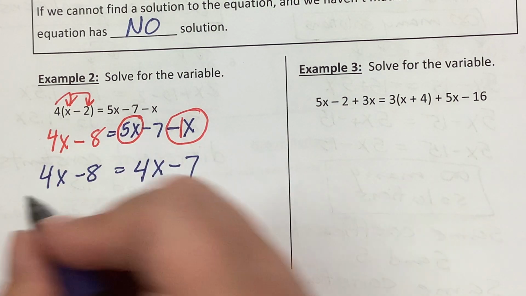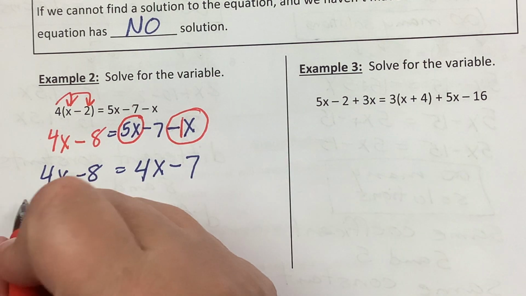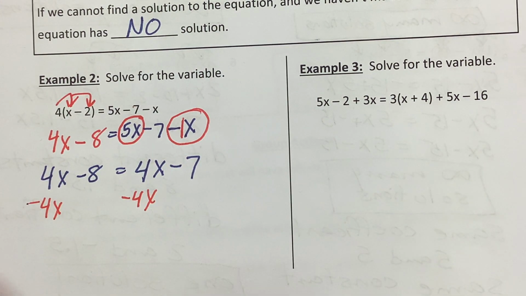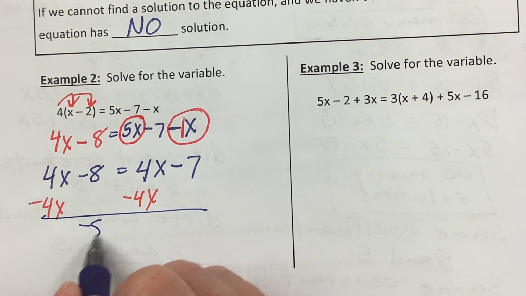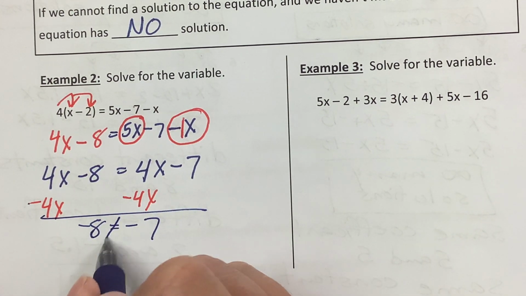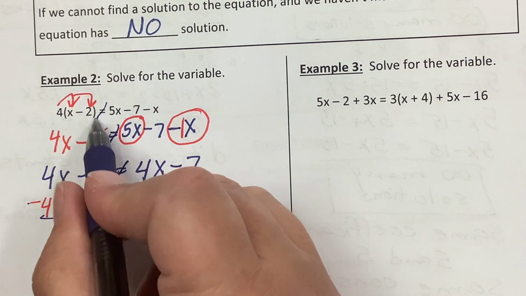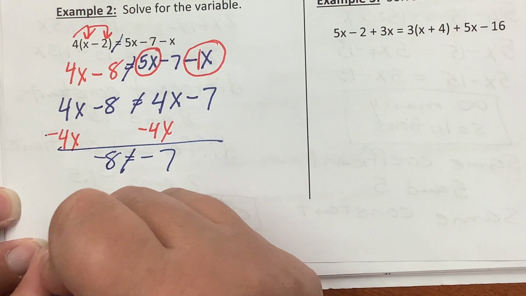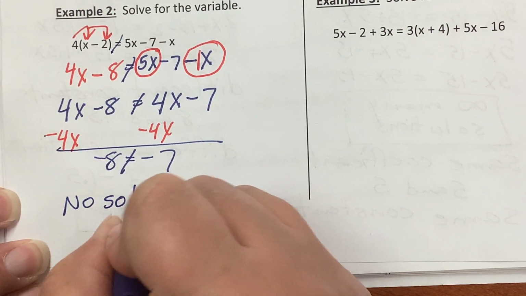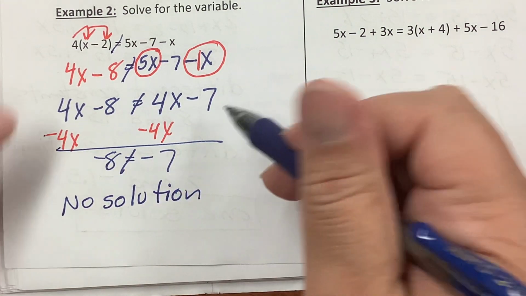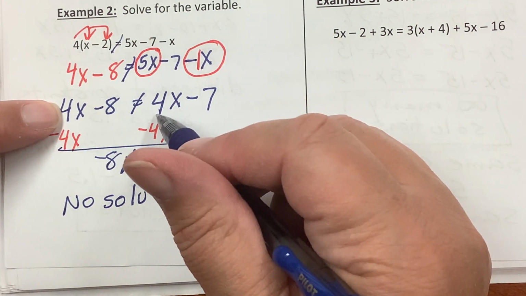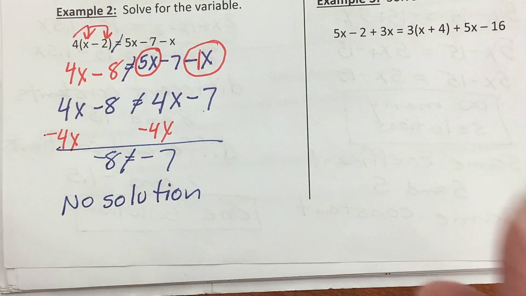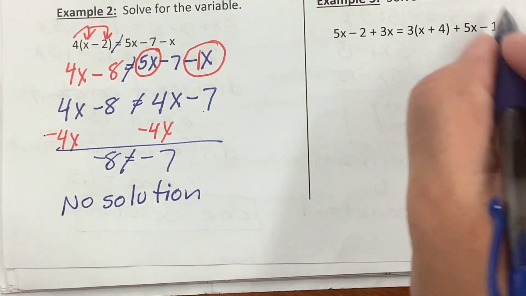So if I continued it and did minus 4x from both sides, you would see negative 8 equals negative 7, and know that it's not equal. No x is going to work here. So, no solution. But I knew it from here. When I saw the same coefficient, but a different constant, I knew from that point on, it was not gonna work. All right, let's look at this.